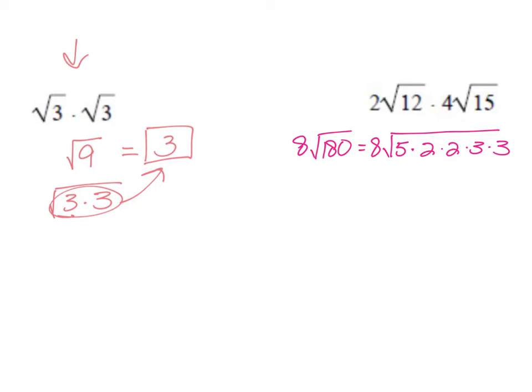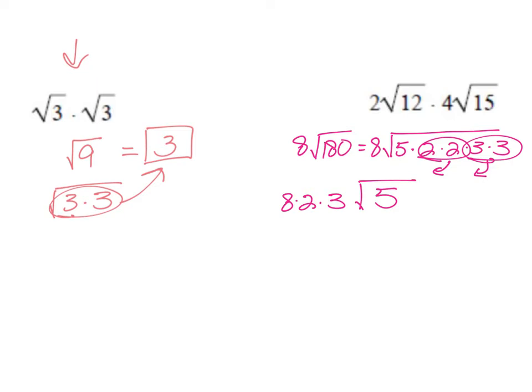My index is 2. That 8 is not an index. That 8 is like a coefficient. It's hanging out front. I'm going to circle groups or pairs of 2 because that's my index. So these are the values I'm able to take out. So then I would have 8 times 2 times 3 because I was able to circle each of those. And then times the square root of 5.